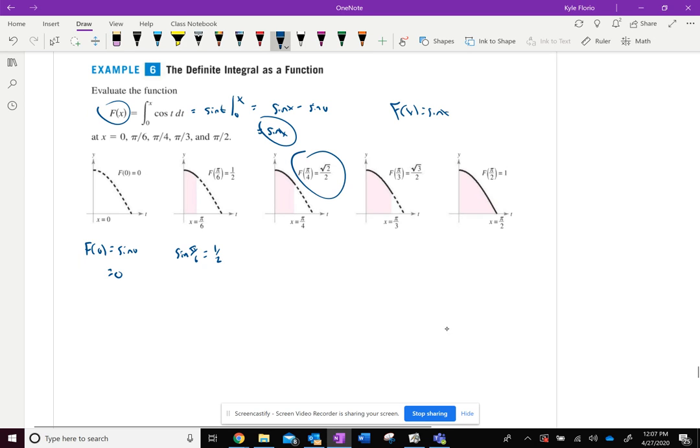At x equals pi over 4, well, it's right up here. F of pi over 4 is root 2 over 2. When x is pi over 3, F of pi over 3 is root 3 over 2. And when x is pi over 2, F of pi over 2 is 1. So the area here is 1. The area over here is half of root 3. The area here is half of root 2, etc. So you can write the limits of integration as a function. So it's not a constant, but it's an actual function.